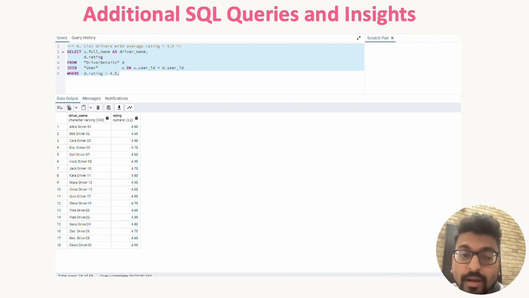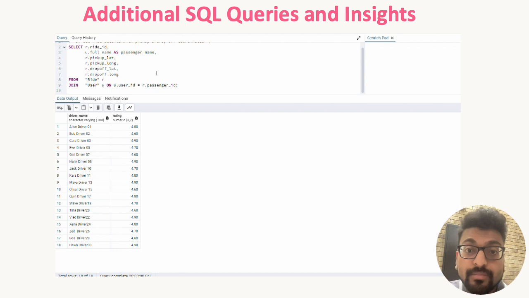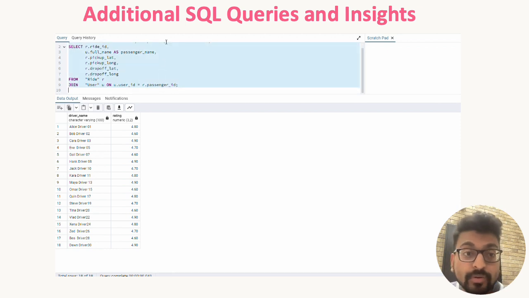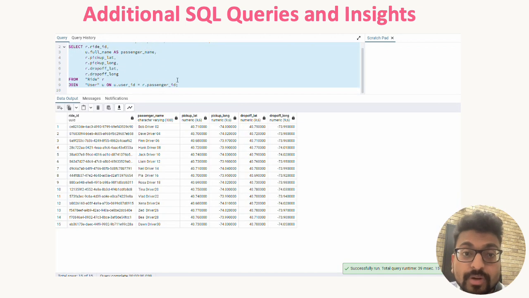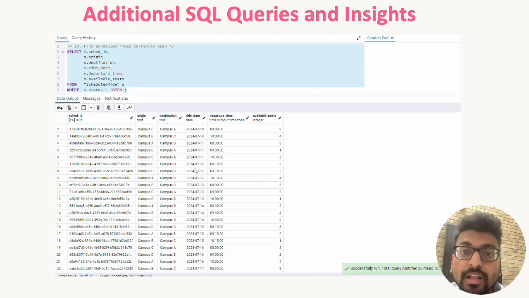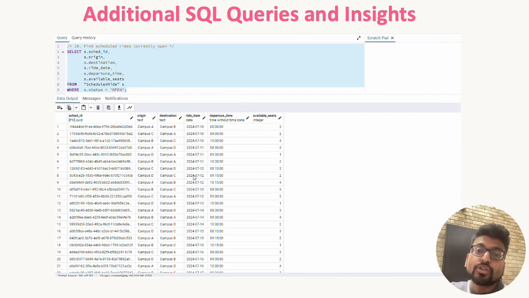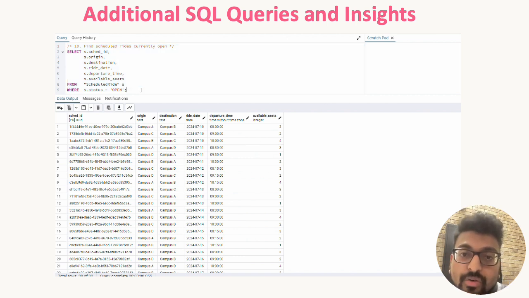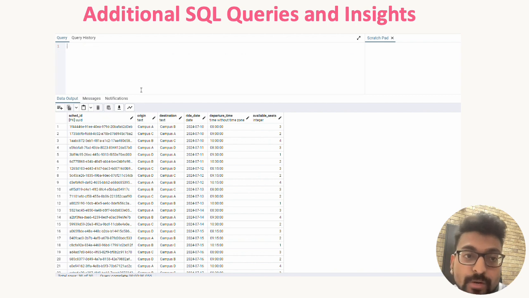Drivers rated above 4.5. We rank driver quality by filtering driver details with rating greater than 4.5. These top drivers get priority placement and badges in the app, driving a very vigorous feedback loop. Ride coordinates with passenger. For geo analytics, we select pickup and drop-off latitude and longitude plus the passenger name. Plotting this on a heat map shows high traffic corridors and helps optimize future carpool routes.